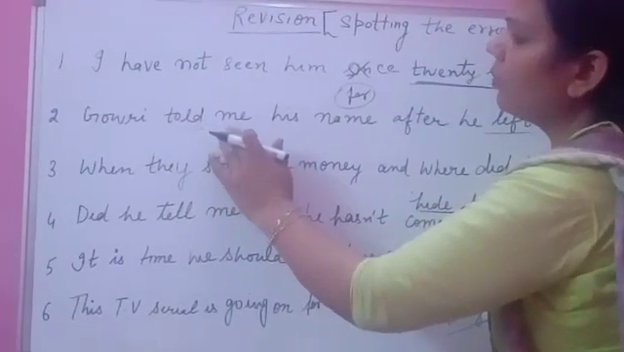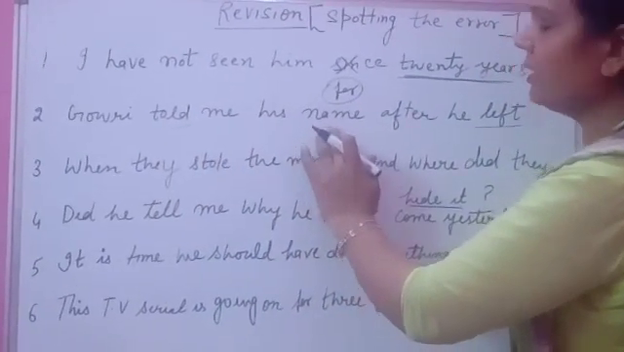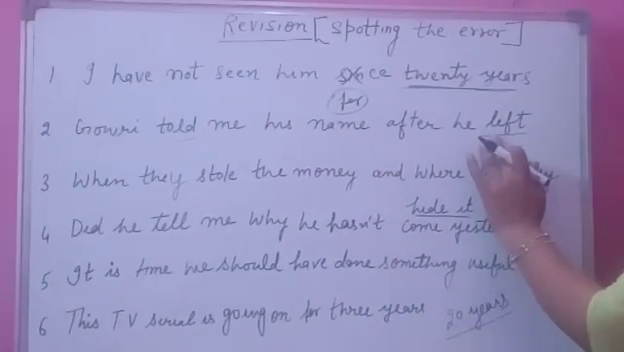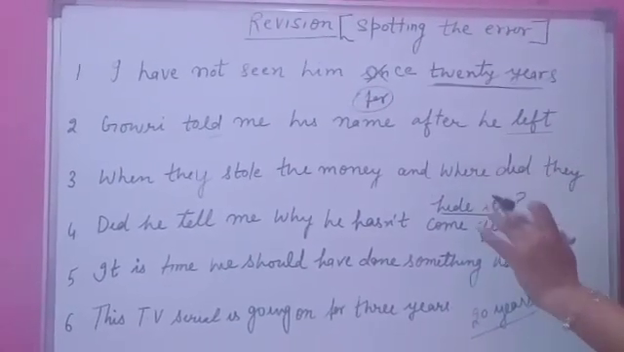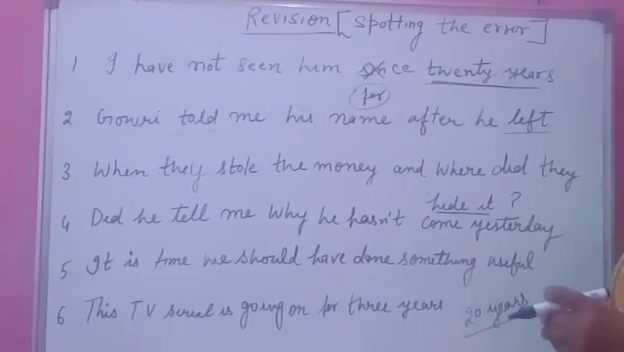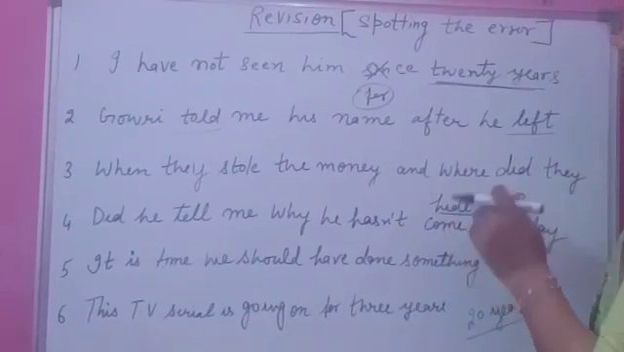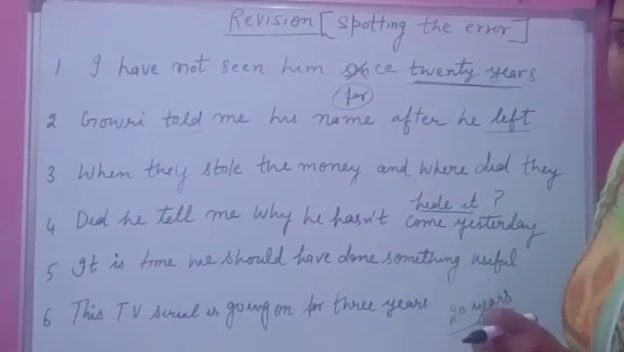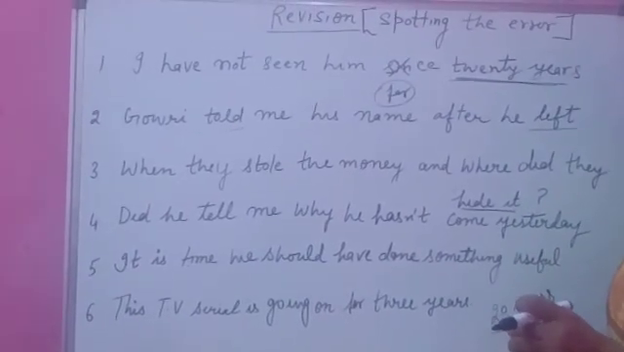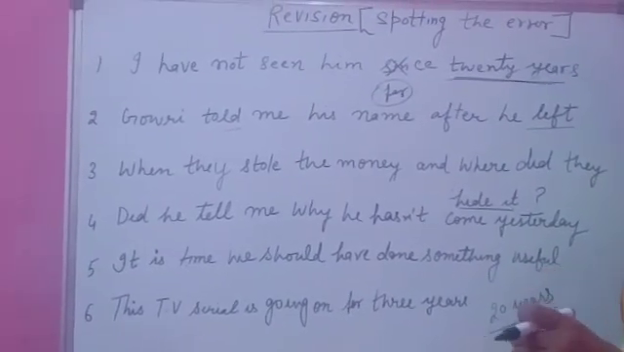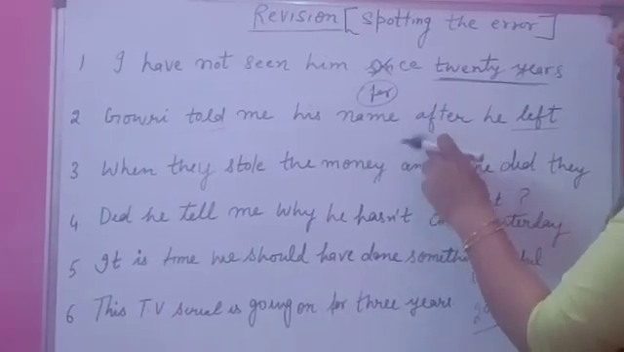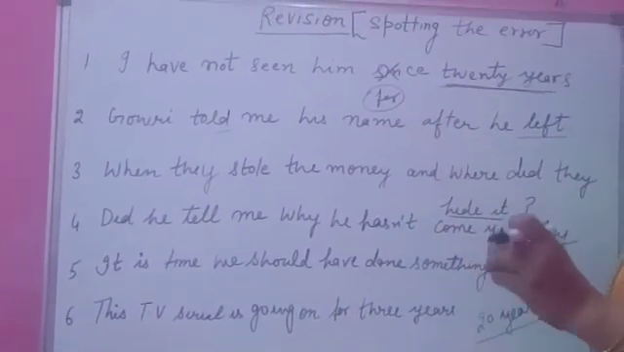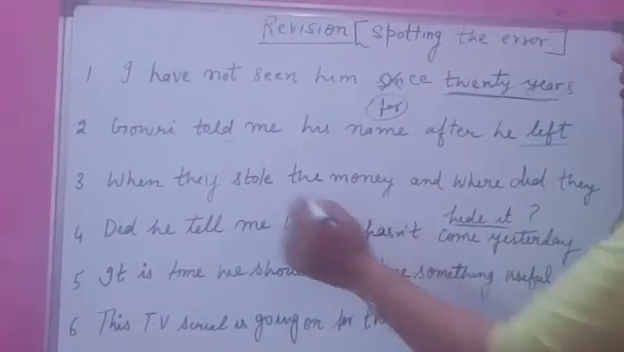Gauri told me what? His name. When? After he left. You know very well there are two actions: one is later and the second one is earlier. And you know very well, in the earlier action you always use past perfect tense, and in the later action you always use past indefinite. Now see what the later action is and which one is the earlier action.